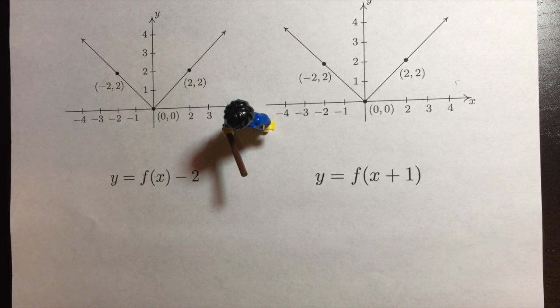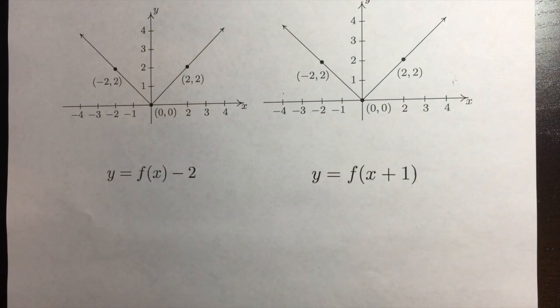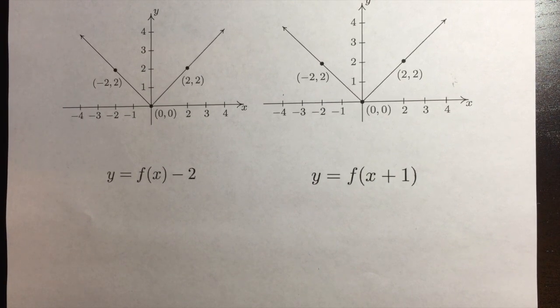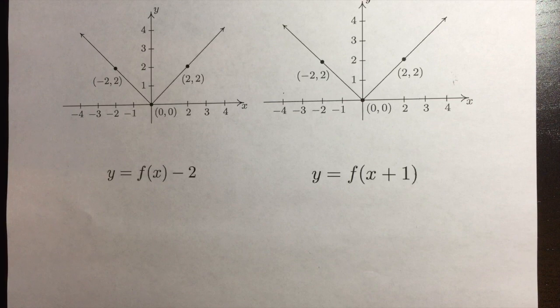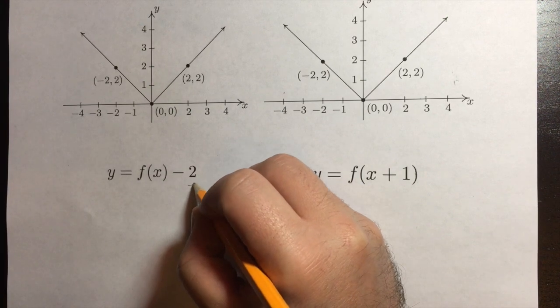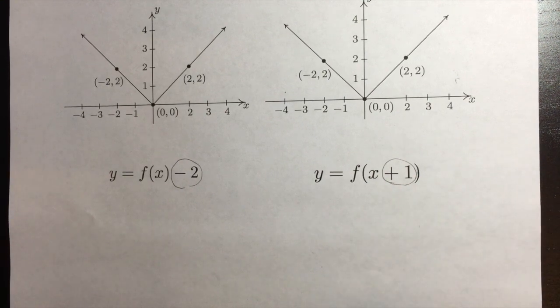All right, let's talk about some more transformations. So here, we're going to look at two things specifically: translations, horizontal translations and vertical translations. The thing we have to do is look at what number is being added or subtracted. Here, we're subtracting. Here, we're adding. Both of these do something different to the function.